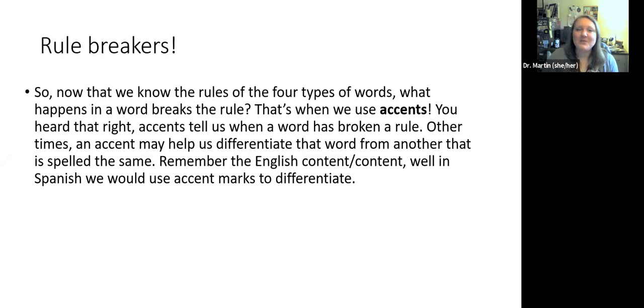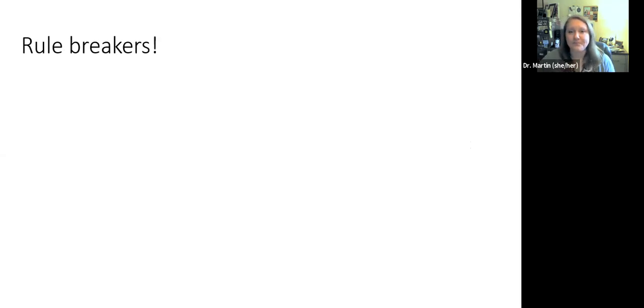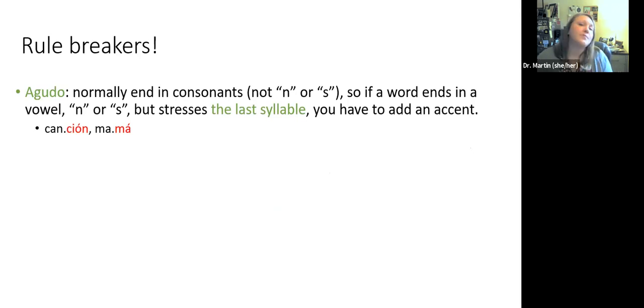So we know these rules. What happens, do we think, when a word breaks a rule? That's when we use our accent marks. So you heard that right. Accents tell us when a word has broken a rule. Other times, an accent may help us differentiate that word from another that is spelled the same way. So remember, like English, content versus content. Well, in Spanish, we would use accent marks to differentiate between those. So let's look at some examples together.